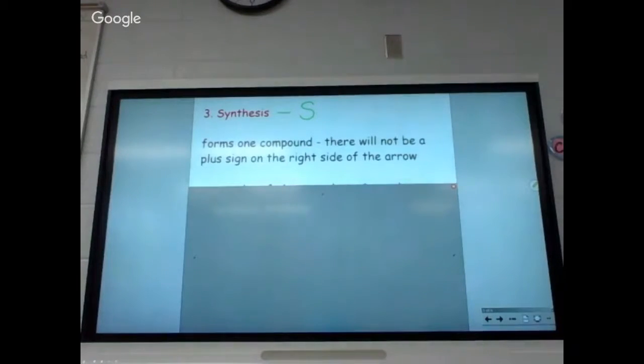Now, this 1 compound can be identified because there will not be a plus sign on the right side of the arrow. Okay? You will know that there's only one compound because there is no plus sign on the right side of the arrow. That's why I said it's easy to find single and double displacement, because there's how many plus signs? There's two. There's a plus on the left, there's a plus on the right. But with synthesis, there's only going to be a plus where? On the left. There isn't a plus on the right side.